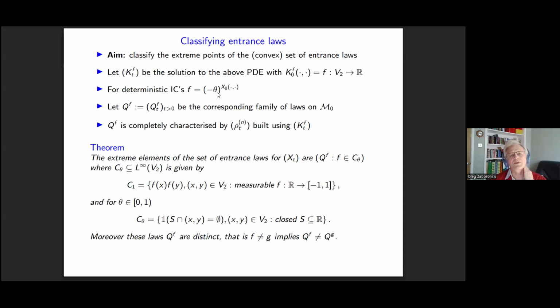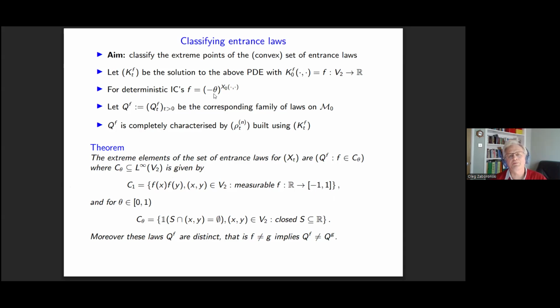When theta is equal to 1 in my example, I'm dealing with functions which take only two values, +1 and -1, almost everywhere. But it turns out that if I want to consider entrance laws, then I should take all functions which take values in the interval from -1 to 1, and take all products.